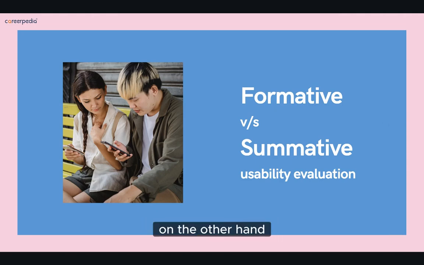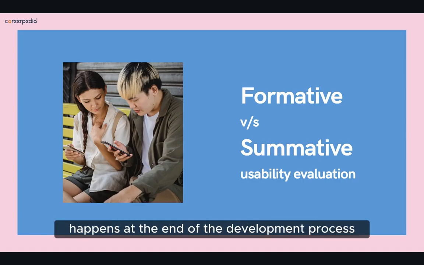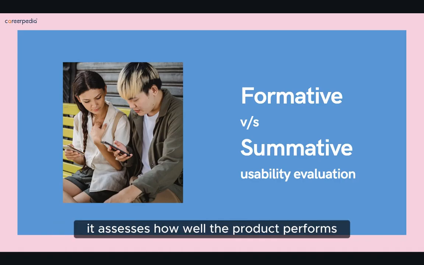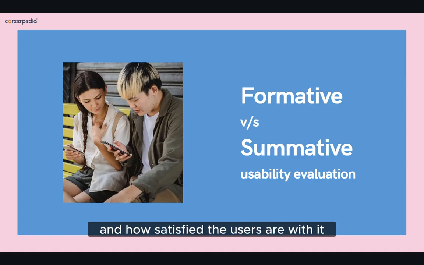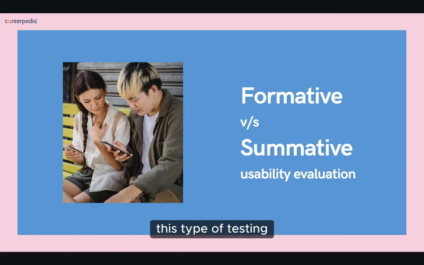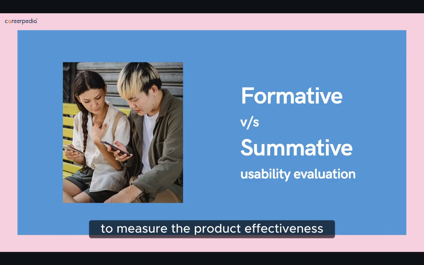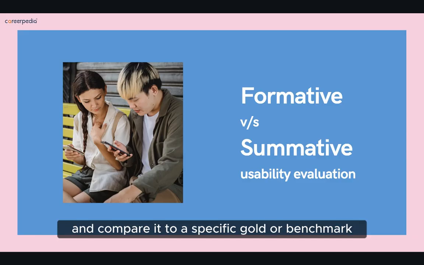On the other hand, summative testing happens at the end of the development process. It assesses how well the product performs and how satisfied the users are with it. This type of testing involves collecting data from a larger group of users to measure the product's effectiveness and compare it to a specific goals or benchmark.